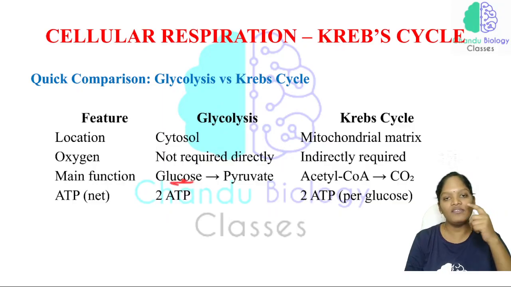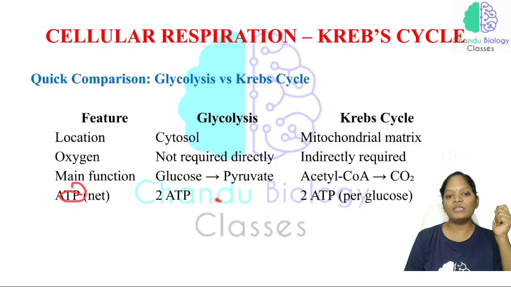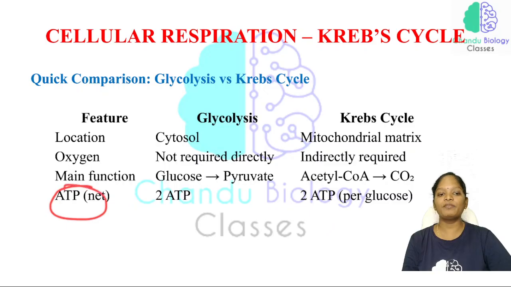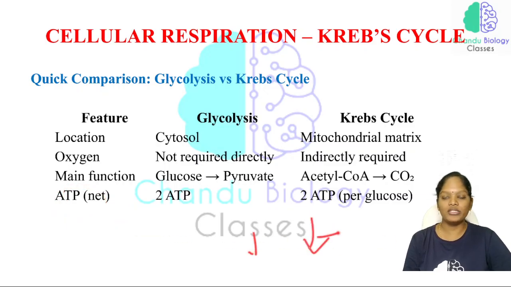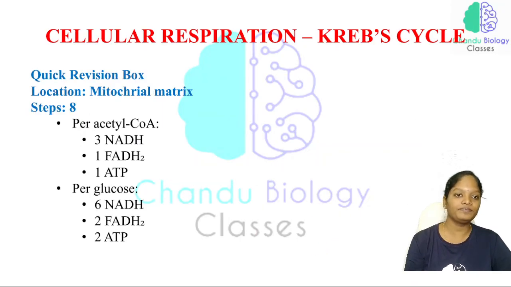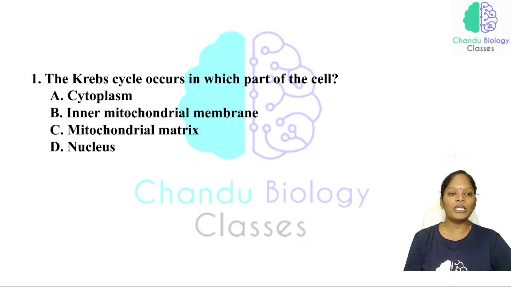The main function of glycolysis is the conversion of glucose into pyruvate, and in the Krebs cycle the acetyl CoA has to be completely oxidized to carbon dioxide. ATP produced in glycolysis is 2 ATP, and in the Krebs cycle 2 GTP for 2 acetyl CoA. We also have NADH2 and FADH2, but here they are specifically asking about ATP. I don't want to repeat the same thing again, so let's move on to a question.